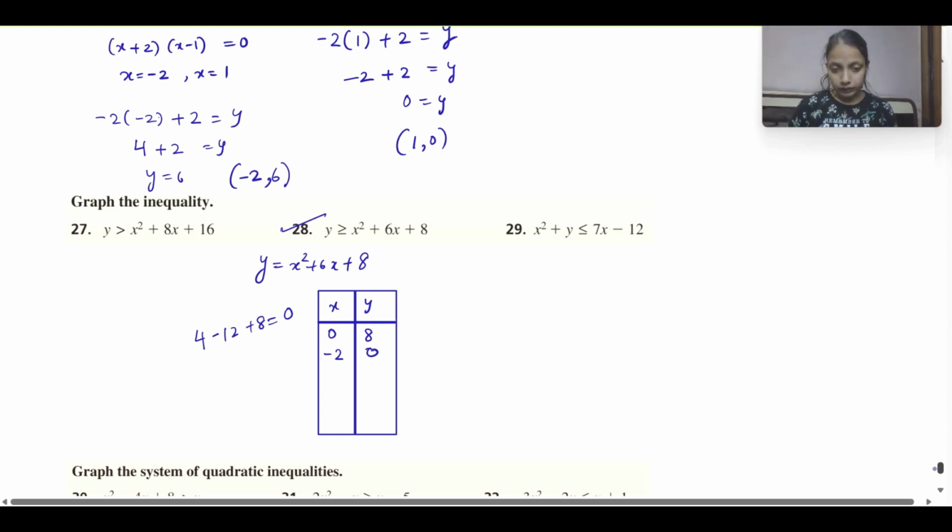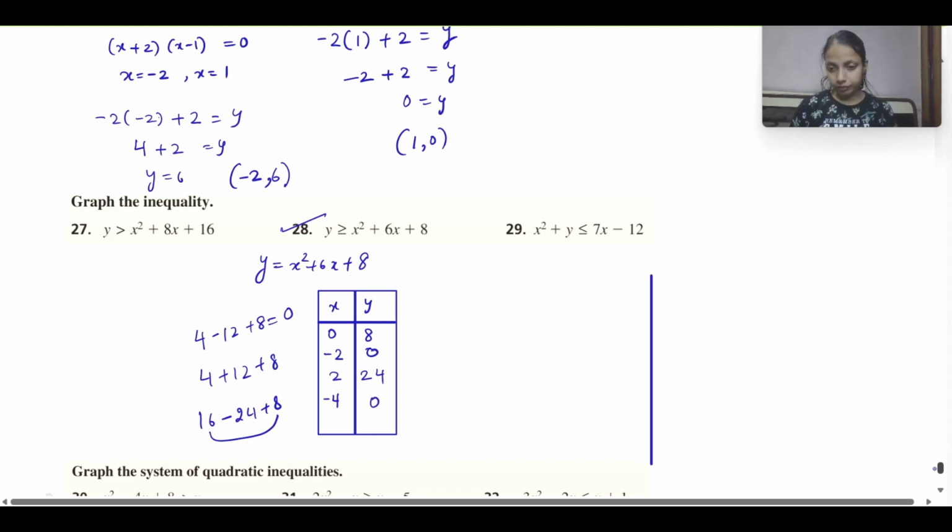Now put a positive 2. If I put positive 2, 2 times 2 is 4, 6 times 2 is 12, plus 8. 4 and 12 is 16, plus 8 is 24. Now it's getting a very high value. Let's substitute negative 4. Negative 4 square is 16, 6 times 4 is 24 plus 8. 16 and 8 is 24 positive and that is negative 24, so 0.